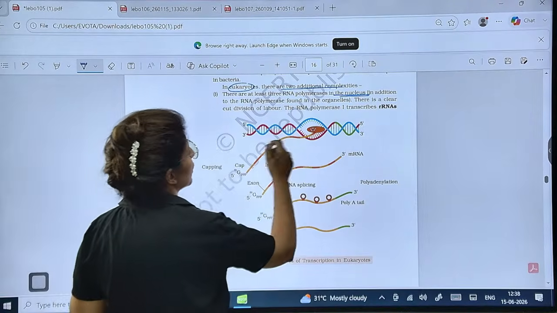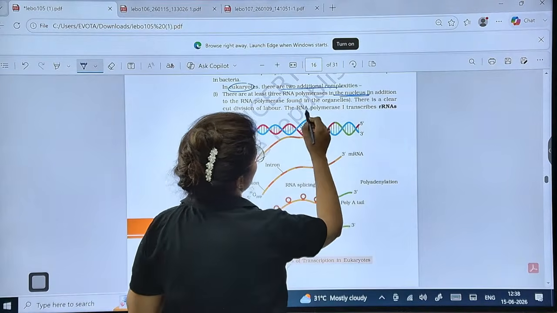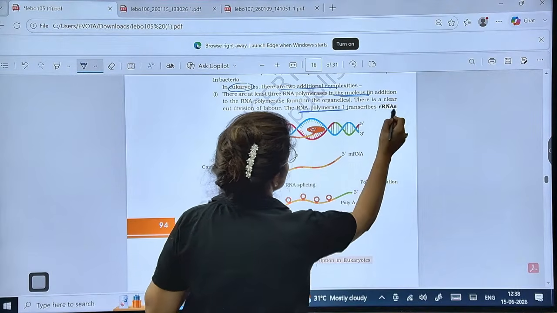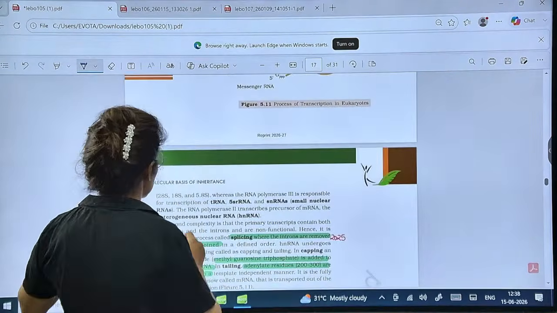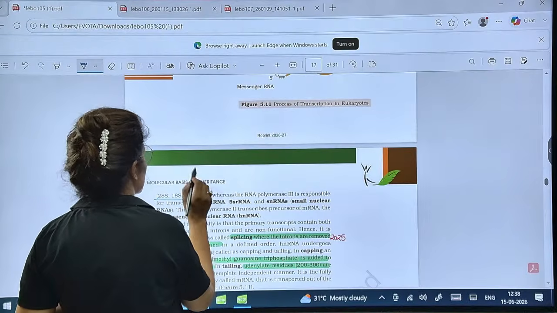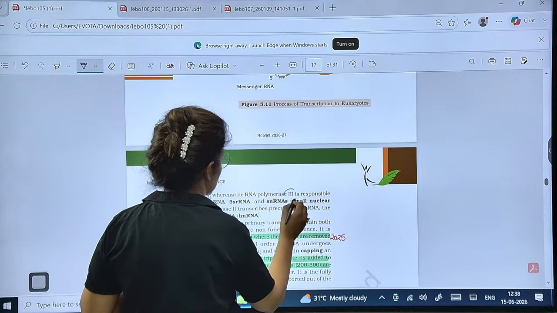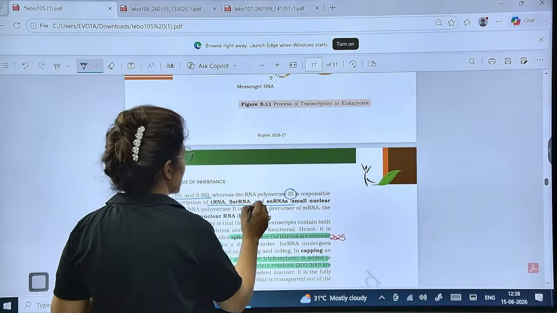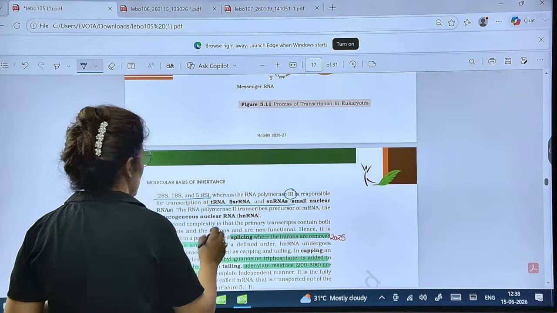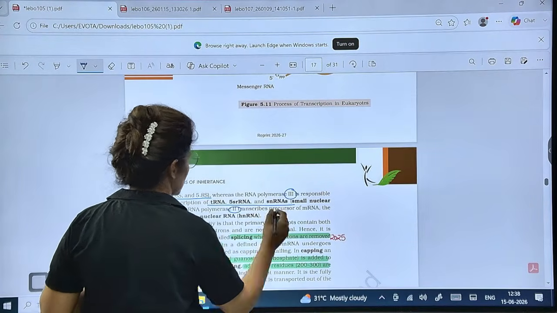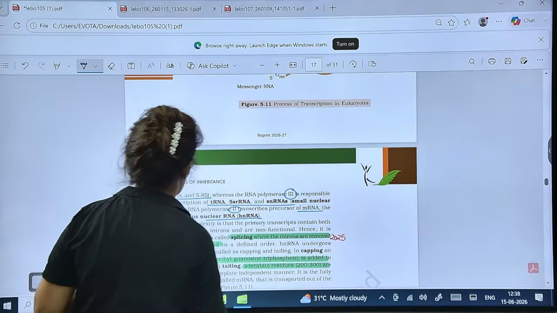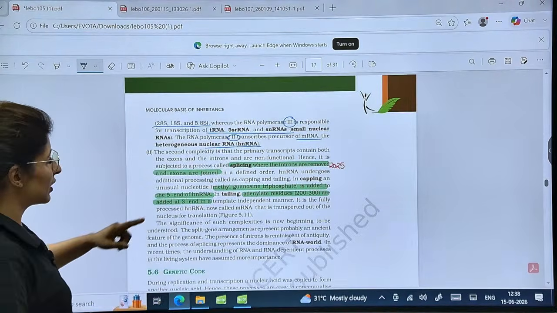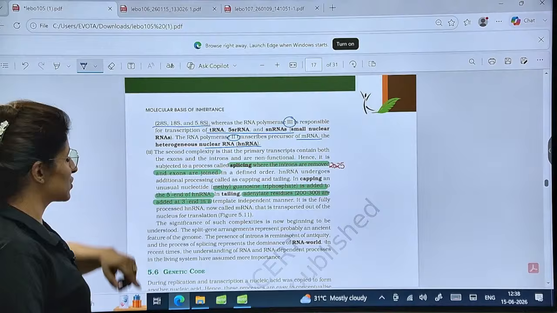But here in eukaryotes, we have three different types of polymerases. RNA polymerase 1 transcribes rRNA, 28S, 18S, 5.8S, while RNA polymerase 3 is responsible for tRNA, 5S rRNA and snRNAs, while RNA polymerase 2 codes for mRNA and hnRNA. So these points are important and can come for match-the-following.